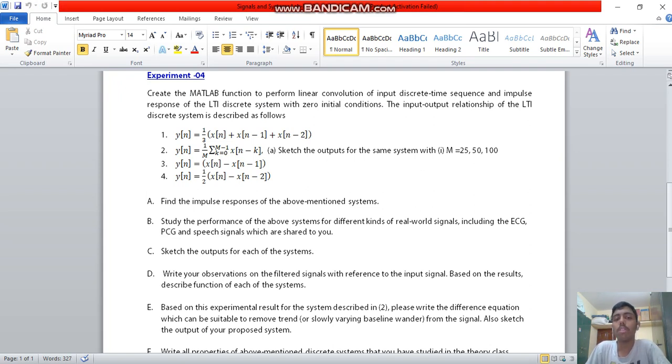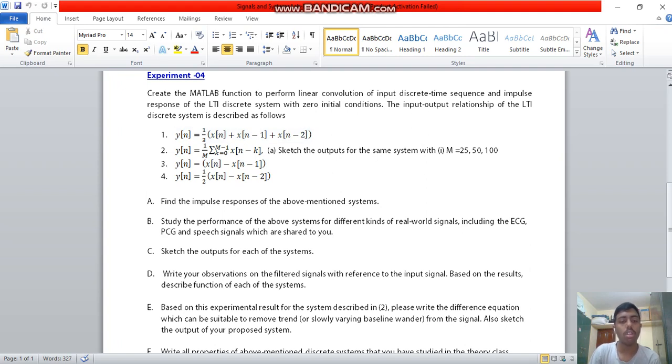Today I am going to explain the fourth experiment, that is creating a function for convolution and impulse response for the discrete LTI system. So these are the four systems which are given, that is y of n equal to 1 by 3 of x of n plus x of n minus 1 plus x of n minus 2 and so on.